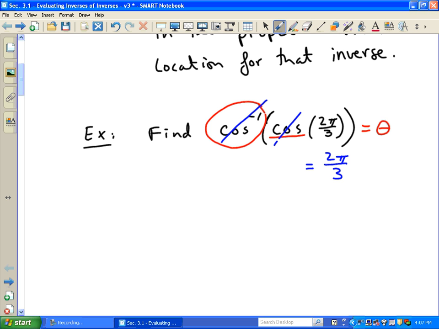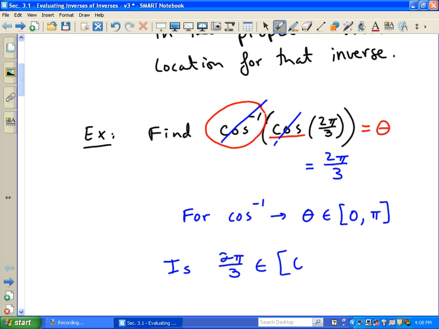Now 2 pi over 3 may unfortunately not be the correct answer. And so what I need to do is think back and consider the restriction for cosine inverse. For cosine inverse, we restricted our theta values between 0 and pi. The question I need to ask myself is, is 2 pi over 3 in that interval? The little sideways e means, is it an element of that particular interval? And yes, we know it is.